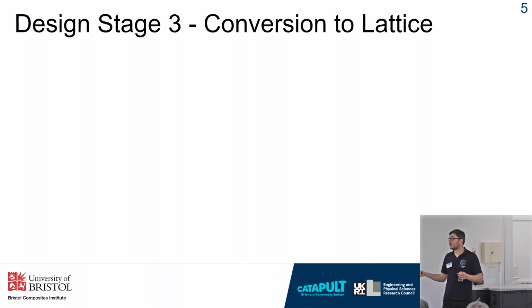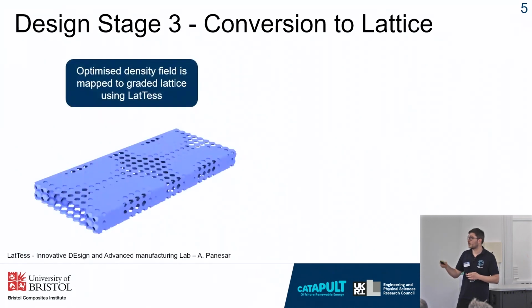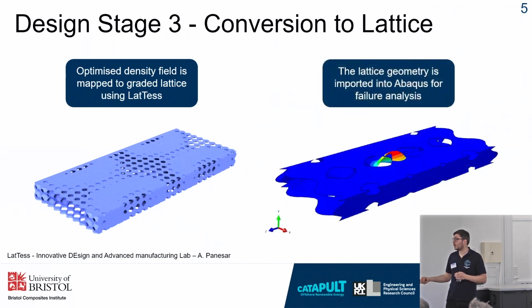Design stage 3 is essentially converting it to a lattice structure so that you can 3D print it. It looks a bit like this once you've converted the design. I use a program called Lattice, which is made by my supervisor and his research group at Imperial. From this point, we can import this structure into Abaqus.